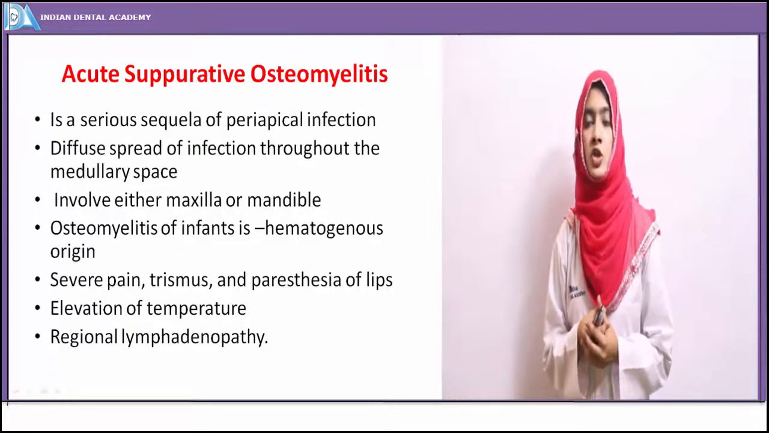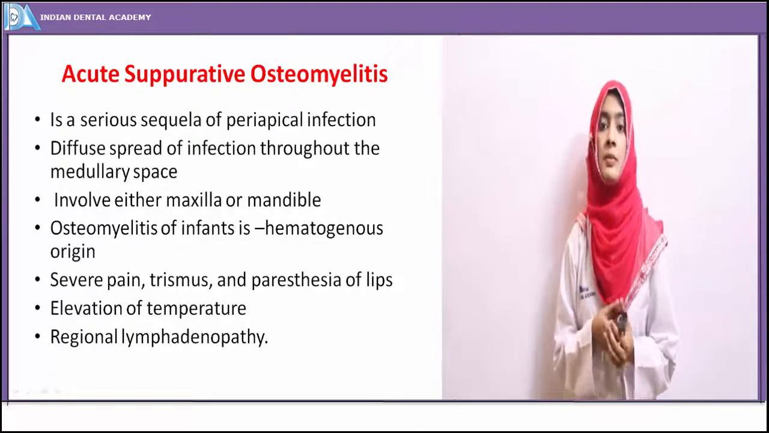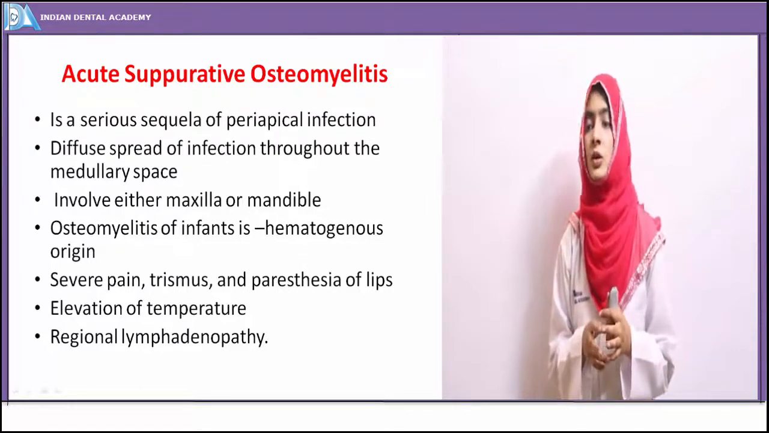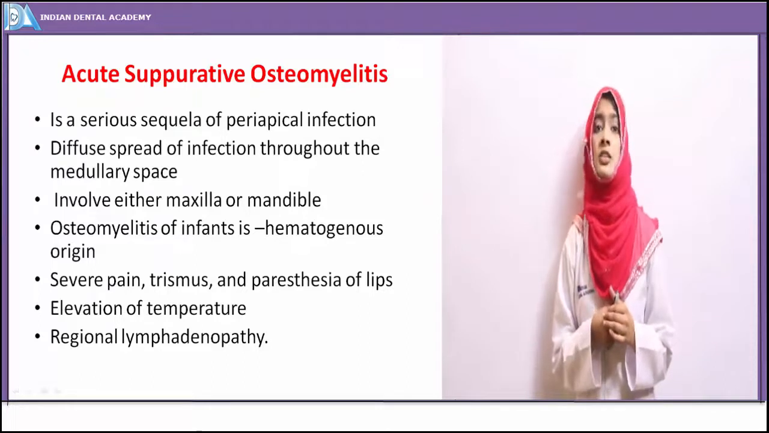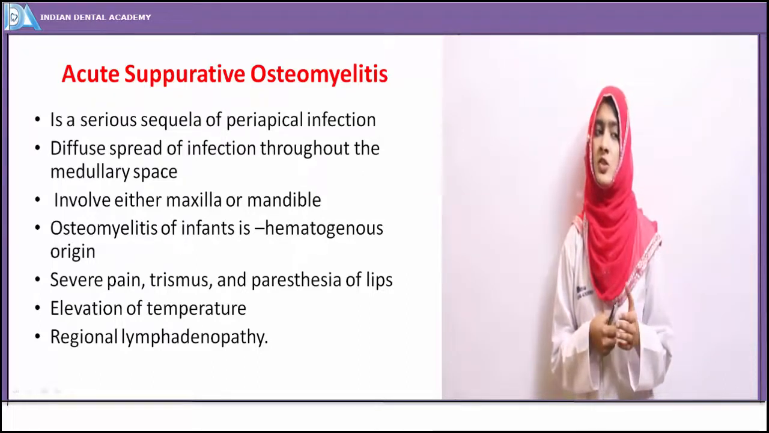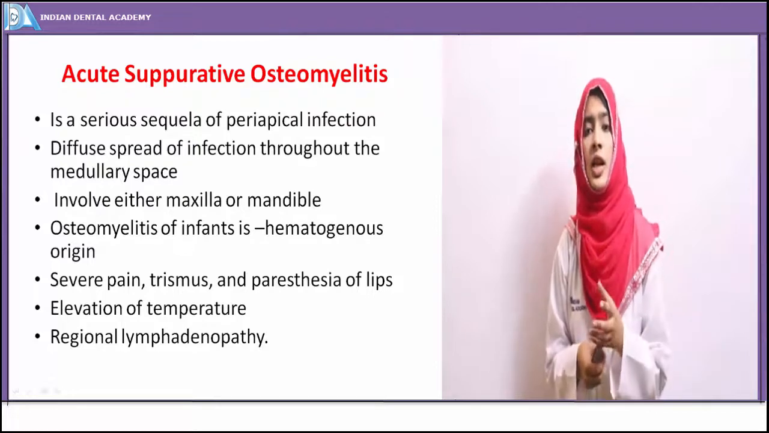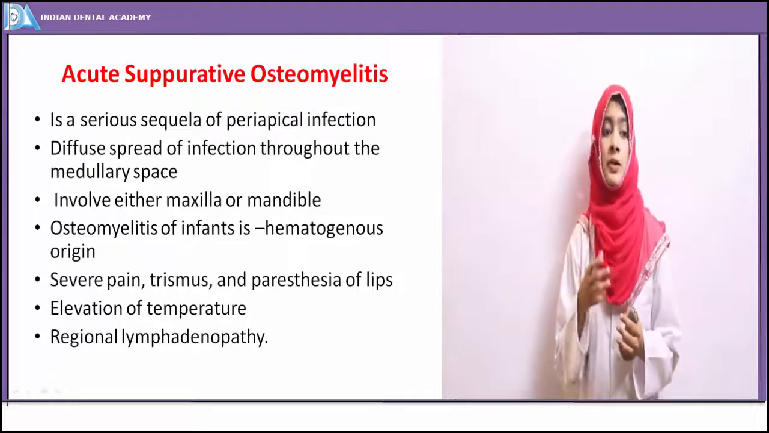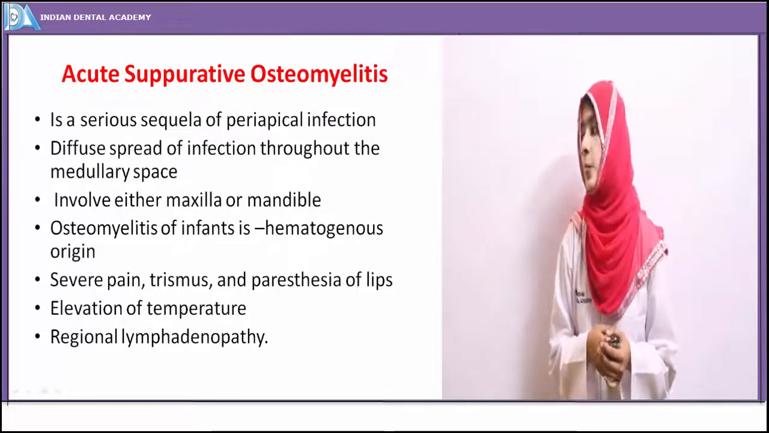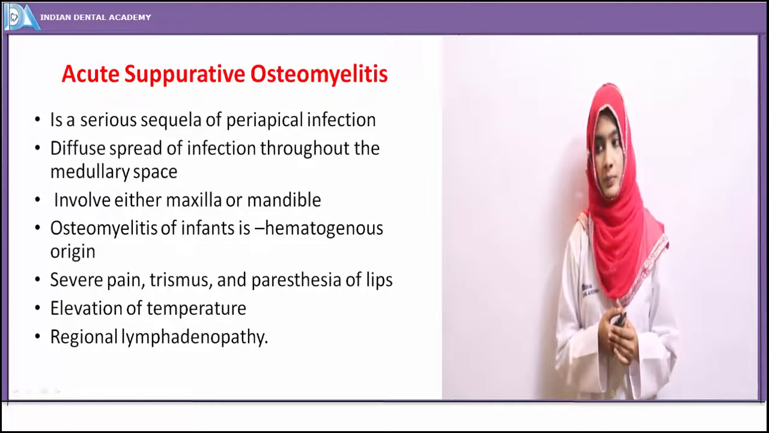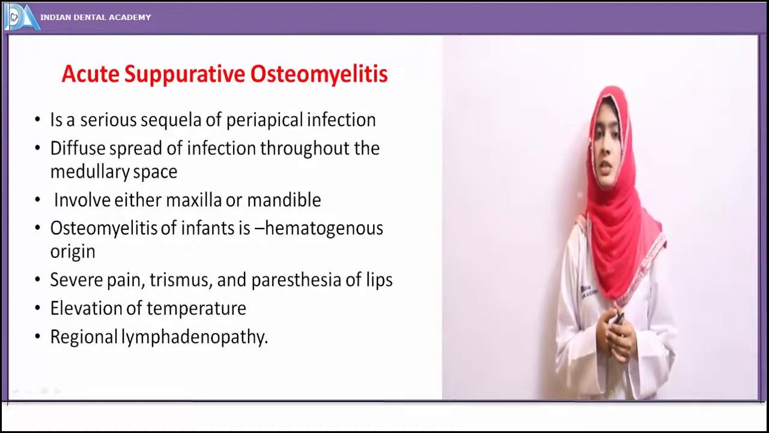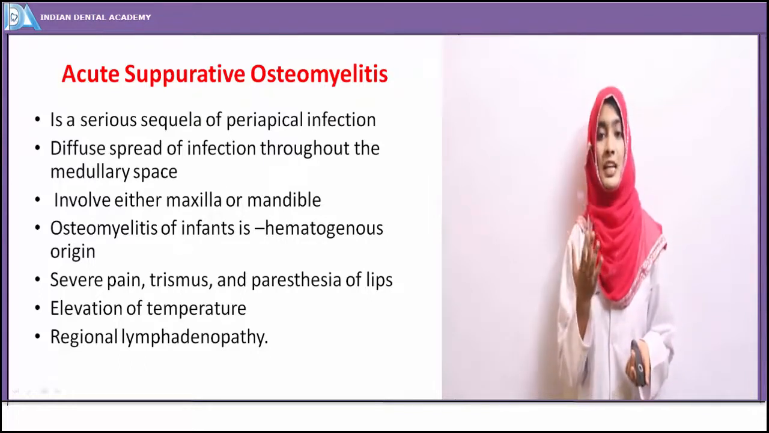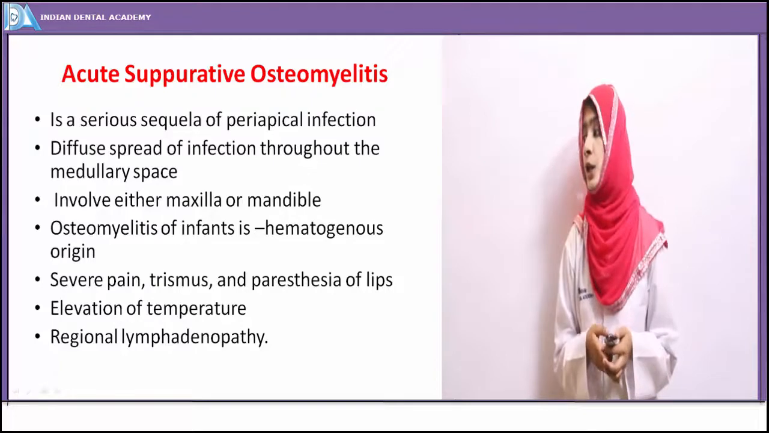The features of acute osteomyelitis may involve both the maxilla and mandible, but the mandibular region is the one which shows diffuse spread of the process. There is also acute suppurative osteomyelitis occurring particularly in infants, known as neonatal maxillitis. The neonatal osteomyelitis basically involves the maxilla, and features of acute pain may be present. This neonatal maxillitis occurring in children is basically of hematogenous origin. That is, it tends to spread through the blood and it involves the maxilla.